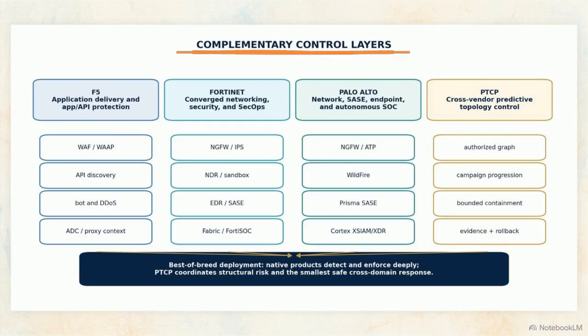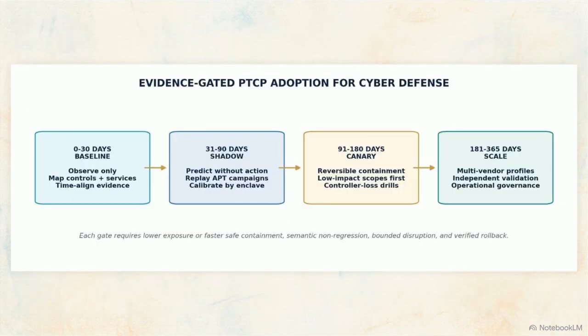PTCP requires a brownfield environment. This matrix details how it integrates, pairing the native deep inspection strengths of platforms like F5 Advanced WAF or Palo Alto's Cortex XSIAM against PTCP's cross-vendor structural reasoning. Integrating this capability requires a mandatory evidence-gated adoption protocol. Engineering teams begin with a 30-day baseline, deploying PTCP strictly to map the current service graph and time-align incoming telemetry.